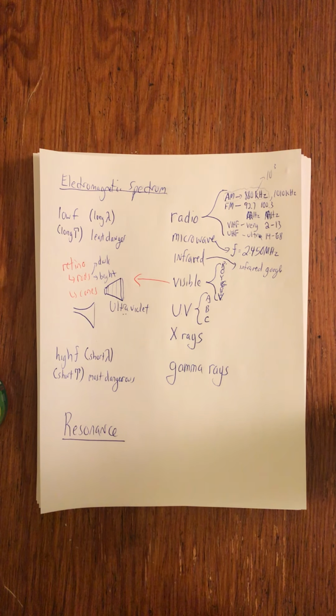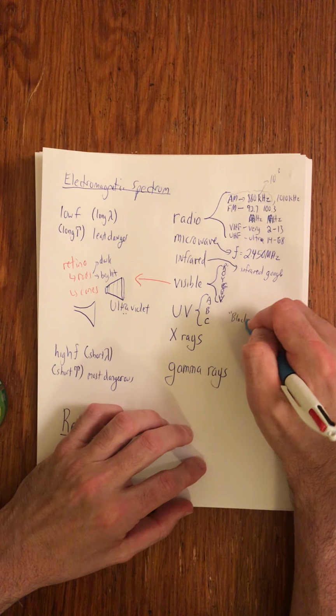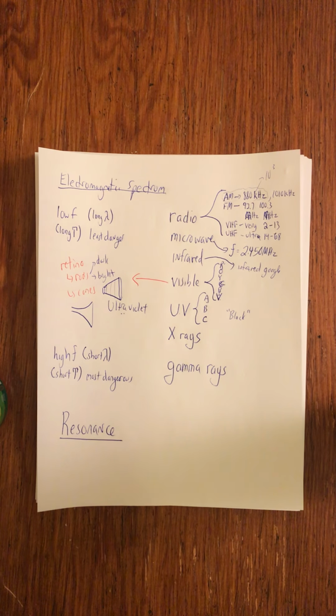Next, UV. UV is sometimes called black light. Why is it called black light? Well, because it's outside of the visible spectrum. Our eyes can't see it. But what we tend to see when something shines with black light is it looks like it glows purple, or it looks like it glows green.